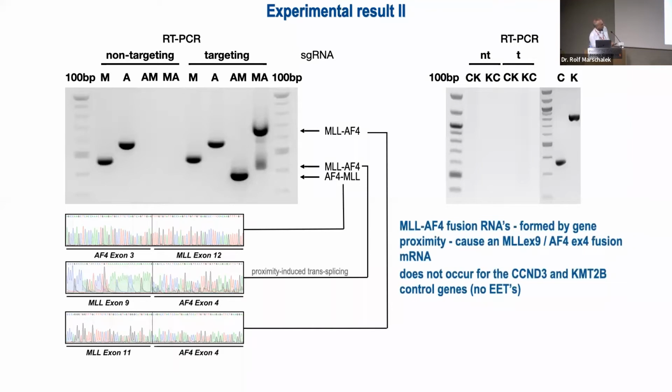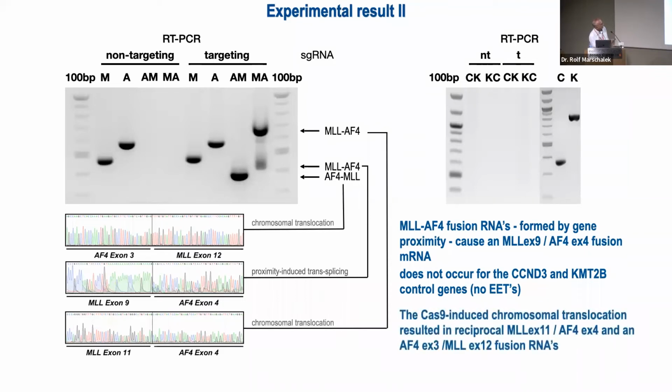So, as I told you, the MLL fusion in RNA is formed by proximity, is a trans-splice fusion gene, and this causes exactly the fusion that we know before, which is this fusion here. It didn't occur for the control genes, although they are in proximity. And when we induce the chromosomal translocation, we get exactly the fusion transcripts that we know, and which are in different exons. So it's here exon 9, here exon 11 fused. So it's independent from the trans-splicing event, we can induce a chromosomal translocation.